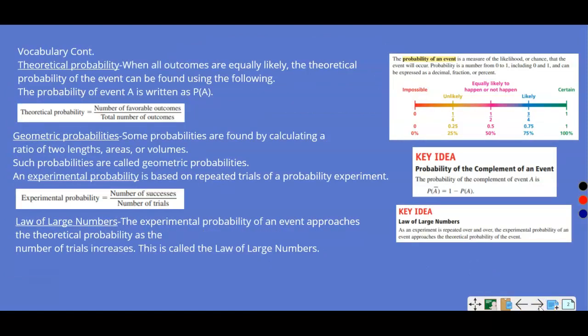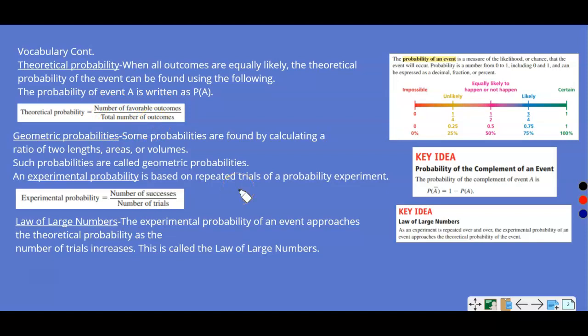More vocab as we continue. Theoretical probability: when all outcomes are equally likely, the theoretical probability of an event can be found using the following. All right, so it's going to be the number of favorable outcomes divided by the total number of outcomes. So you can represent probability by P of A. Okay, so this is the probability of event A happening. So we would do the number of favorable outcomes divided by the total number of outcomes.